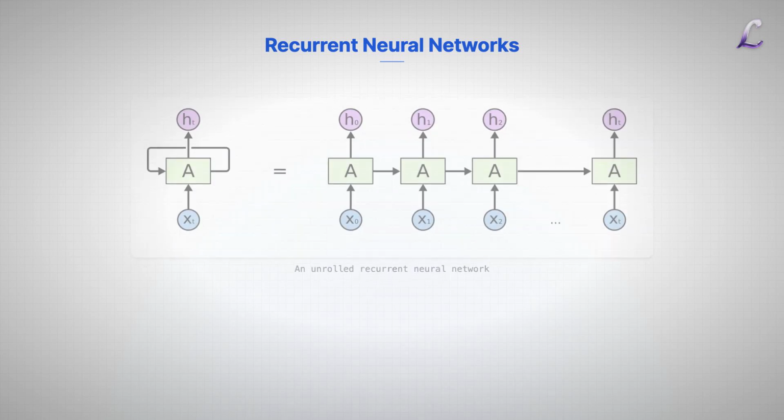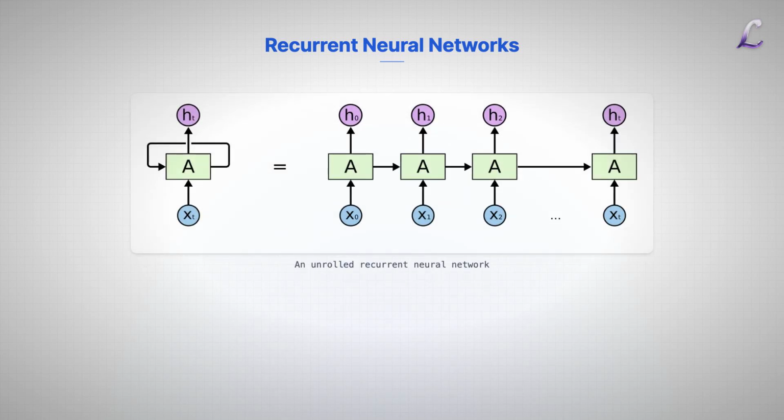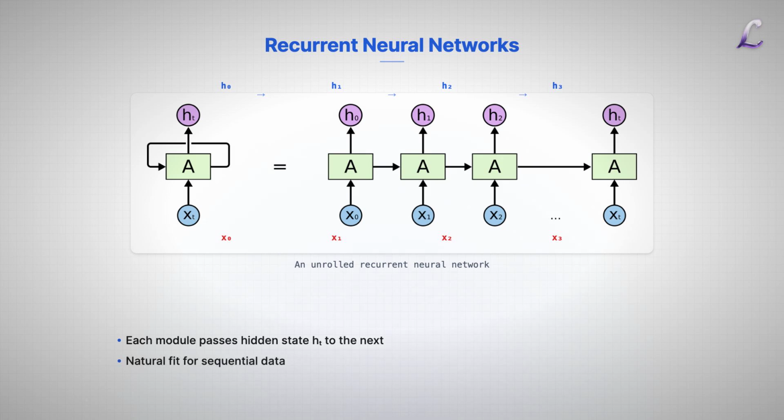Recurrent neural networks solve this by introducing a loop. At each time step, the network takes an input x_t and the previous hidden state h_{t-1} and produces a new hidden state h_t. When you unroll this loop across time, you get a chain of identical modules, each one a copy of the same network, passing information forward. This chain-like structure makes RNNs a natural fit for sequential data: language, time series, audio, anything where order matters. And for about 2 decades, this was the dominant paradigm for sequence modeling.